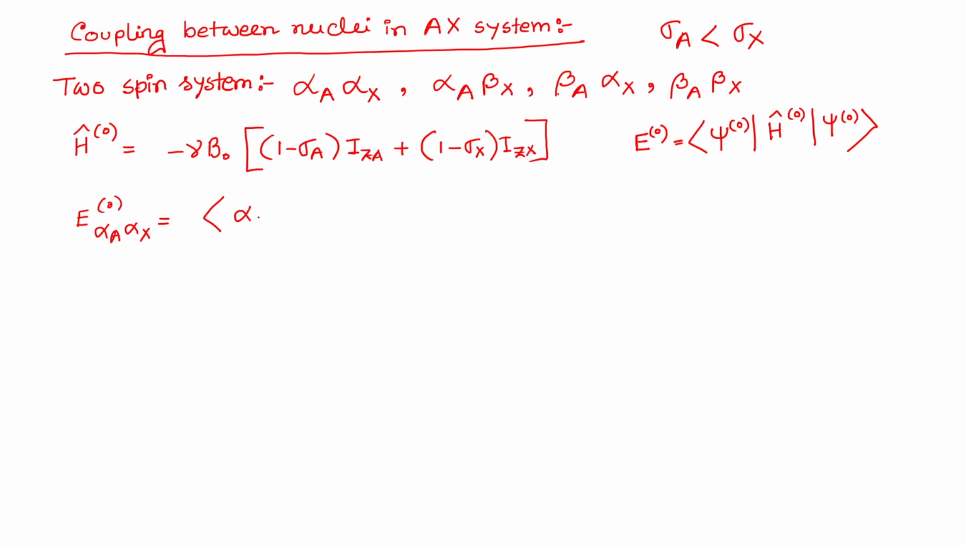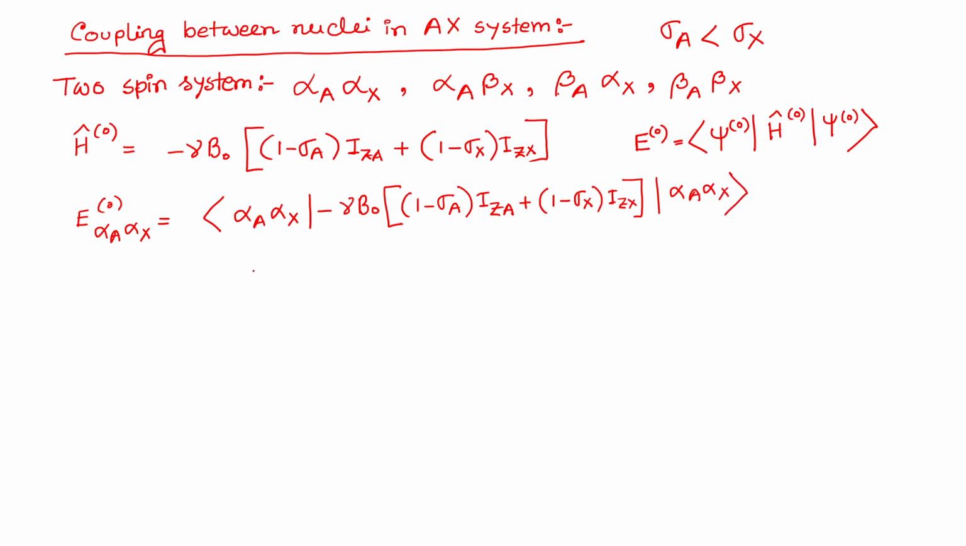So it will be alpha A, alpha X, and then your gamma B0, 1 minus sigma A. As we have to do a lot of derivation, I might use some step jumps, and I will tell you if I have done any. Right now I am writing it whole, alpha A, alpha X. So this is going to be the unperturbed energy for alpha A, alpha X. So this minus gamma B0 part will come outside.